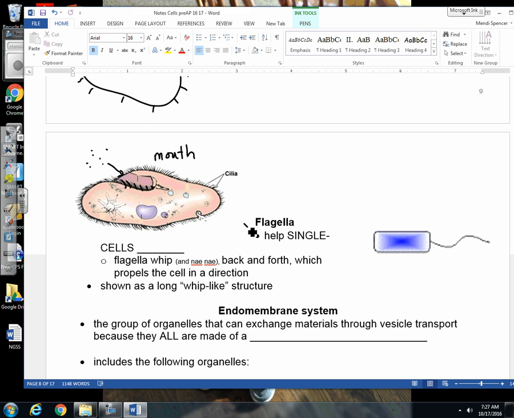Now we're going to look at another cell structure that helps single cells move. And this structure kind of looks like a tail. It's called a flagella. And sometimes we see multiple flagella. Sometimes there's flagella in front of the cell, or what you would think would be like the head of the cell versus the end of the cell. And these are going to move like the cilia and move this cell from point A to point B. They're much longer than cilia, though.